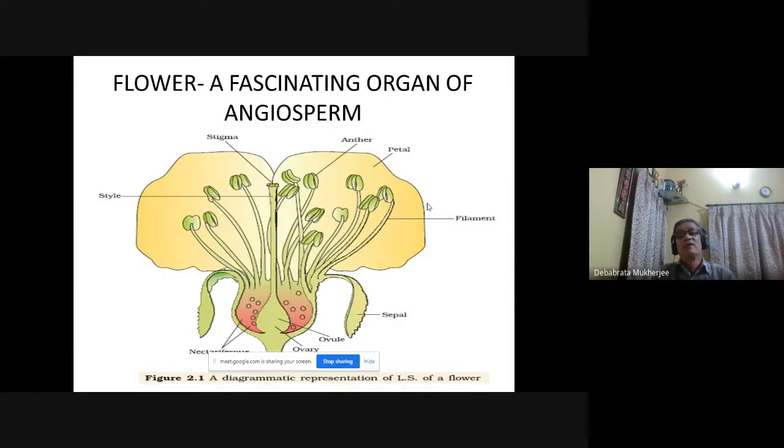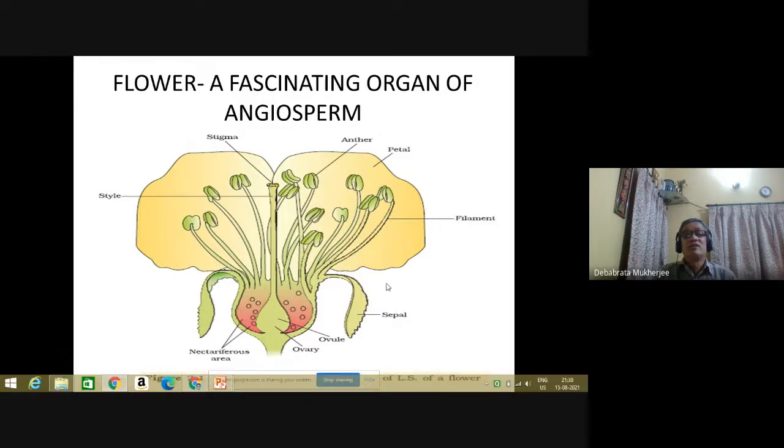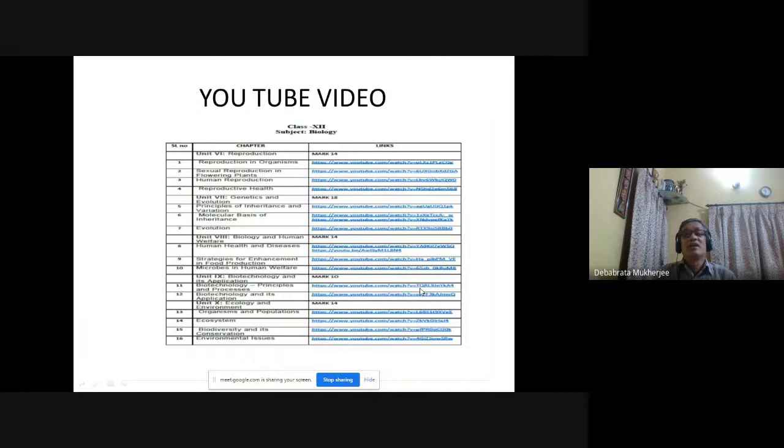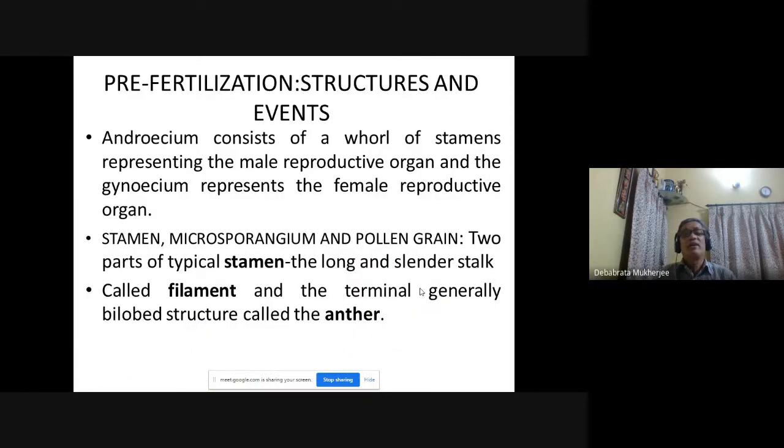So the flower is a fascinating organ of angiosperms, you know. Here I have shown you the picture of a flower. Next, the YouTube links of all chapters are shown here. So what do pre-fertilization events mean and how do they originate?